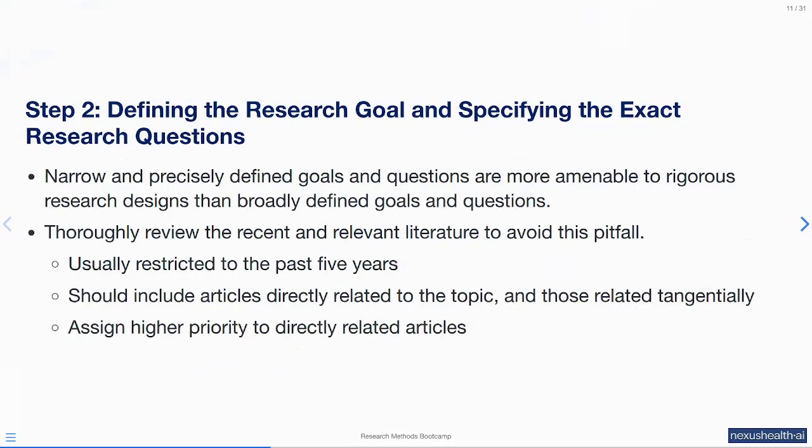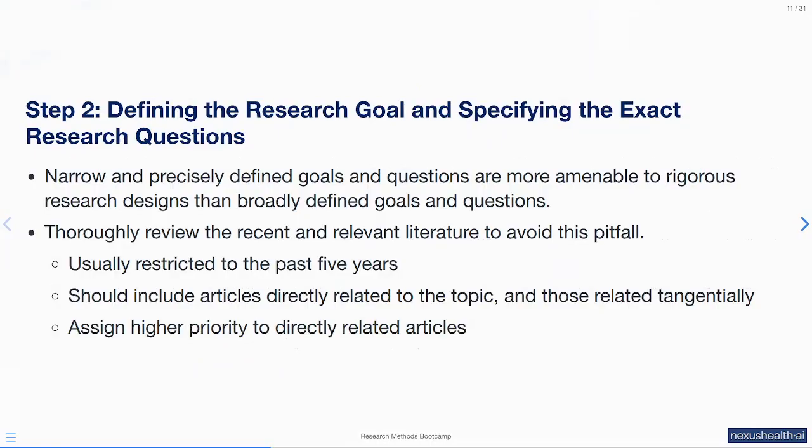After defining the study population or the research population, we need to define the research goal and specify the exact research questions. Narrow, precisely defined goals and questions are more amenable to rigorous research designs than broadly defined goals and questions. So what this tells us is that we need to develop a narrow focus and to have exactly specified research questions. So we need to thoroughly review the recent and relevant literature to avoid the pitfall of broad goals and broad questions.